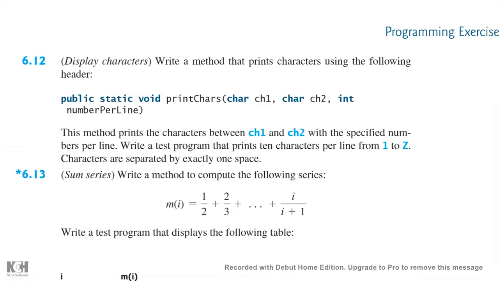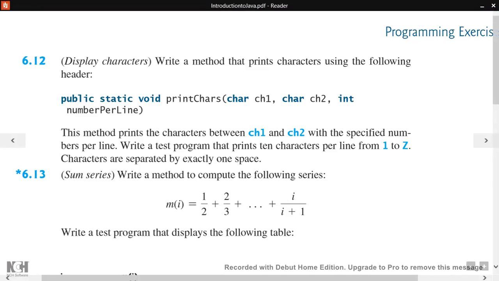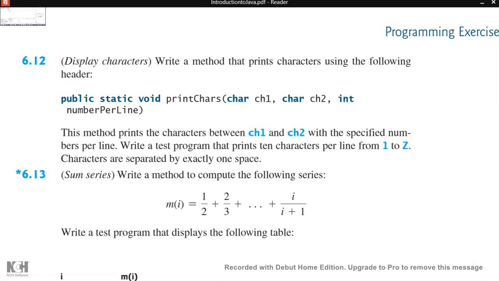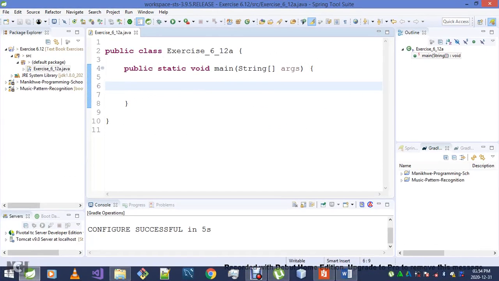Okay, we've got to write a method that prints characters using the following header. This method prints the characters between character 1 and character 2 with the specified number per line. Write a test program that prints 10 characters per line from 1 to Z. Characters are separated by exactly one space.